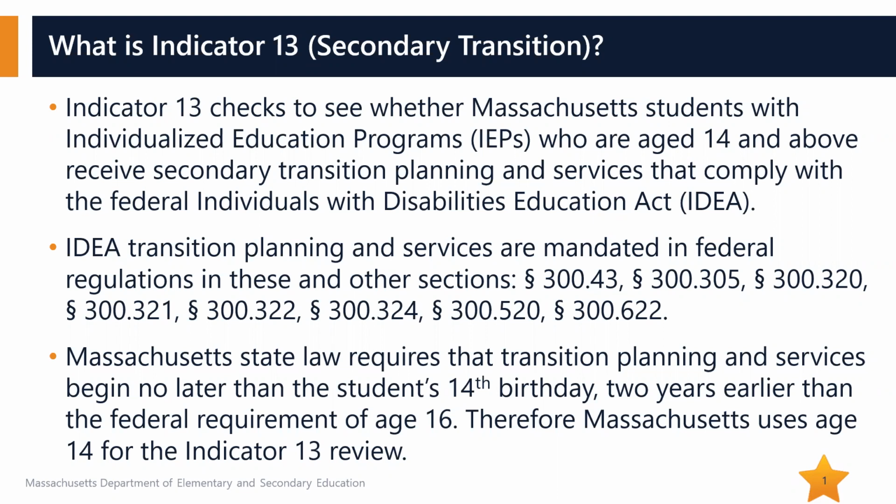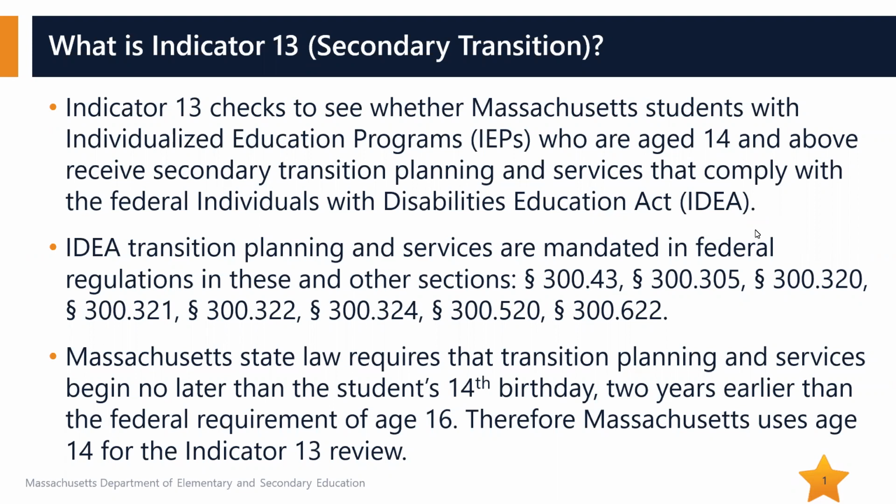Indicator 13 checks to see whether Massachusetts students with Individualized Education Programs, or IEPs, who are age 14 and above, receive secondary transition planning and services that comply with the Federal Individuals with Disabilities Education Act, or IDEA. IDEA transition planning and services are mandated in several federal regulations, which are outlined here on this slide.